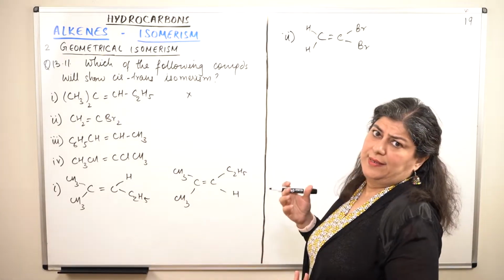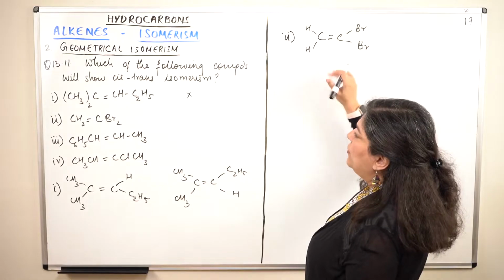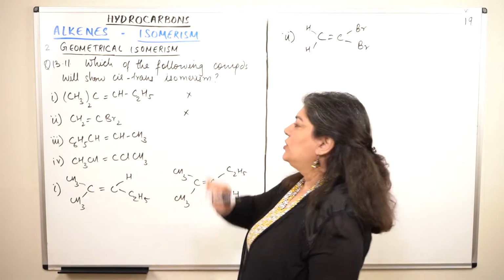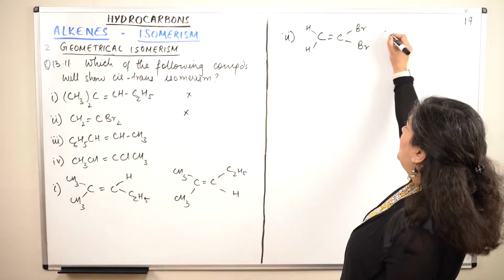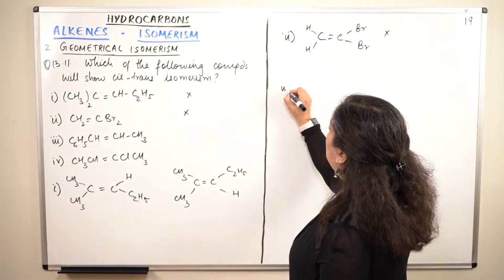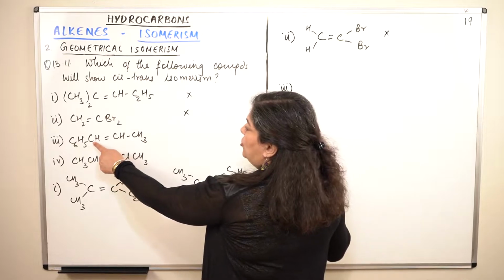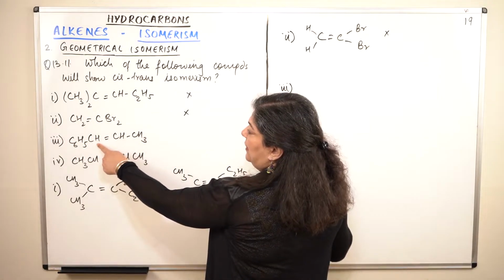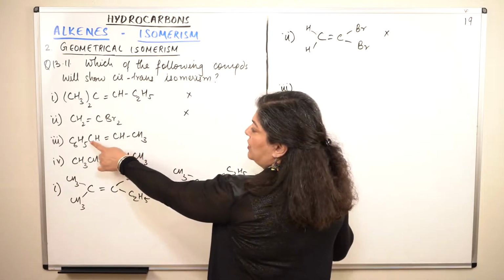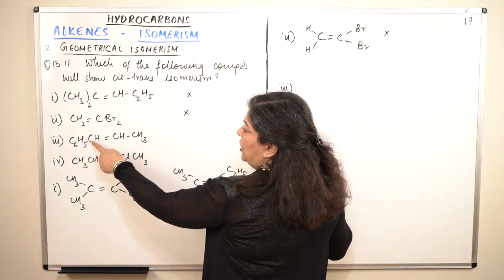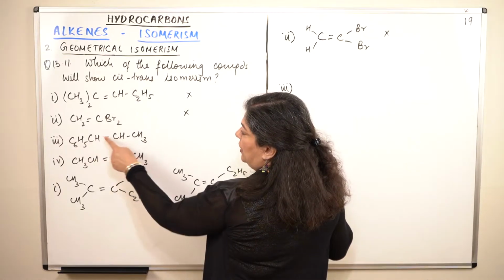They are still identical. So this compound will also not show cis-trans isomerism, right? So let us come to the third compound now. The third compound is, these are the two. Hydrogen forms only one bond, so obviously the hydrogen is attached to this carbon. So the double bond is between this carbon and this carbon.